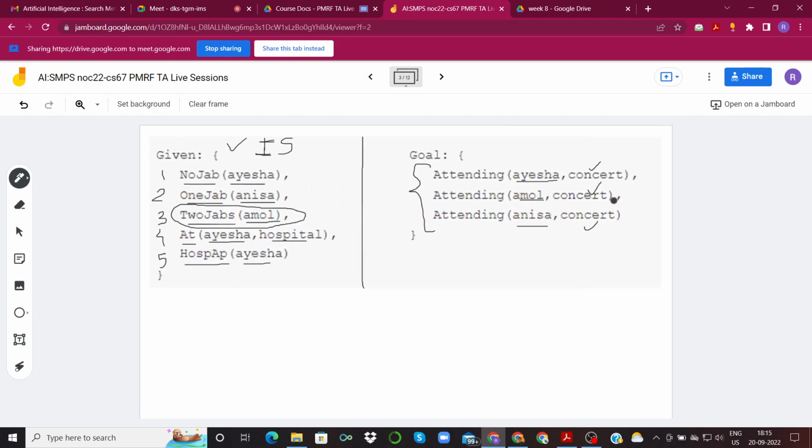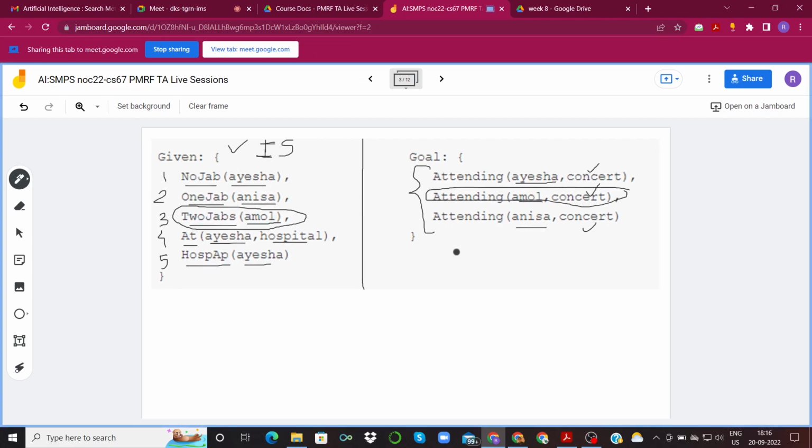Now the goal that we have to satisfy. Sir, we can only see the question, sir. Now can you see, sir? The Jamboard? Yes, sir. Thanks for pointing out.